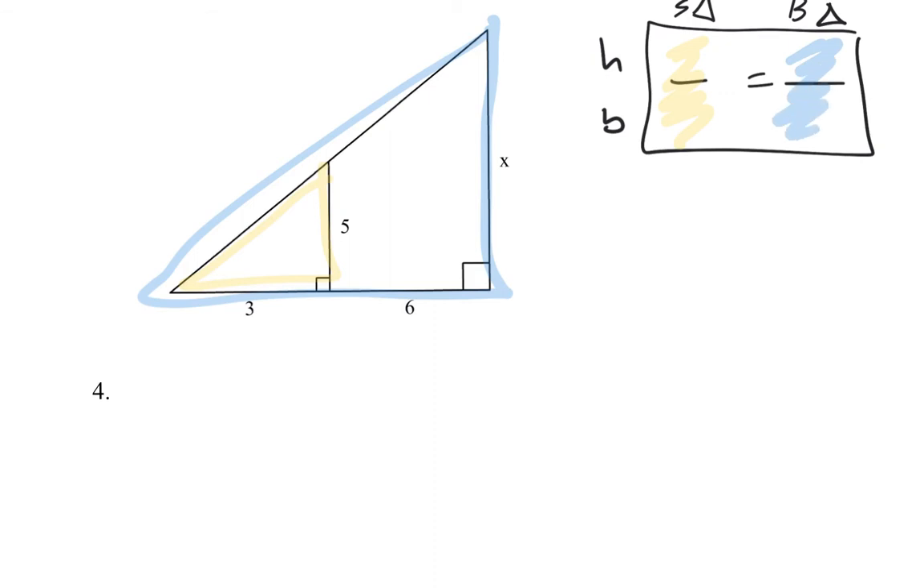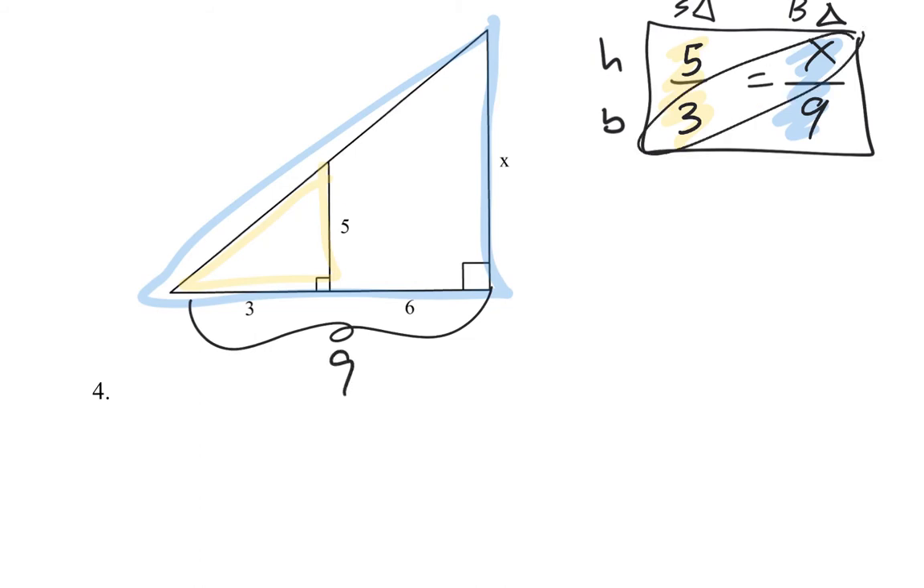Easy peasy. So the height of the small triangle is 5. The base of the small triangle is 3. The height of the big triangle is x, and the base of the big triangle is 3 plus 6, which is 9. Remember, I have to add these up to get 9. All right, pretty simple. Just going to cross multiply.